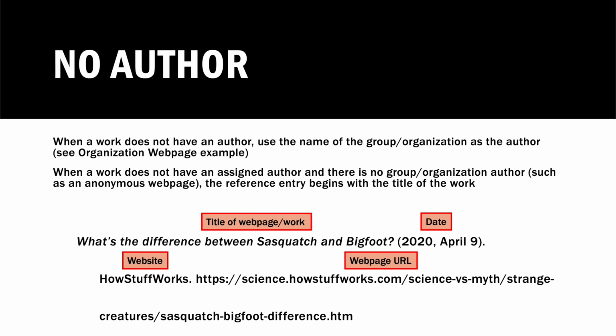When a work does not have an assigned author and there is also no group or organization responsible for the work, such as an anonymous web page, the reference entry begins with the title of the work instead. For example, the title of this web page is What's the Difference Between Sasquatch and Bigfoot? You can see that the title is featured in italics, so it's very similar to citing a web page from a website. Next is the date of publication, featured in a set of parentheses followed by a period, and then you have the name of the website followed by the web page URL.